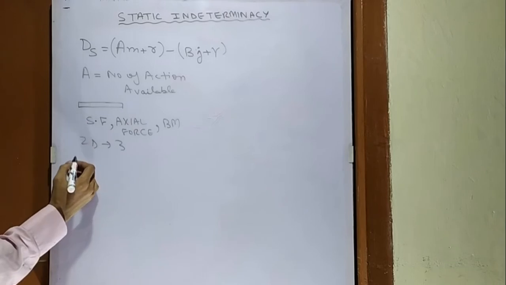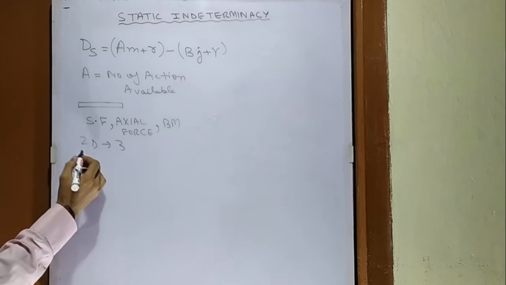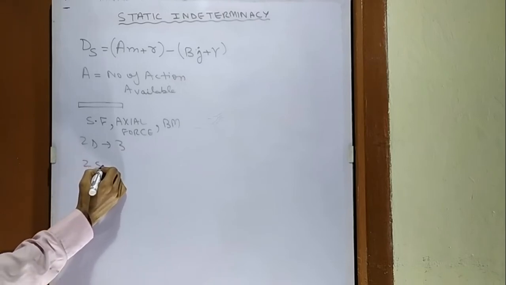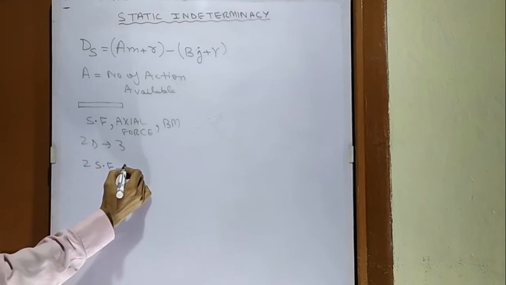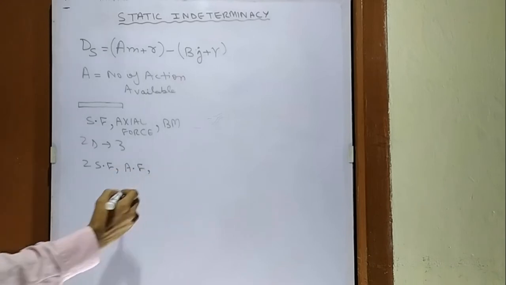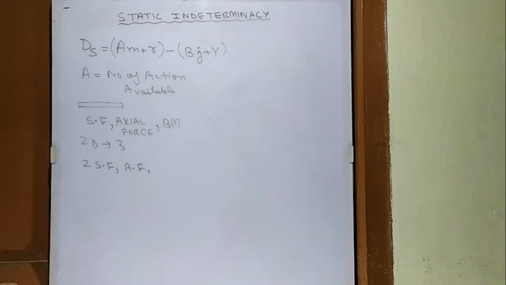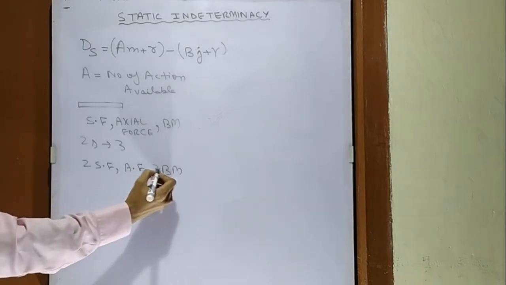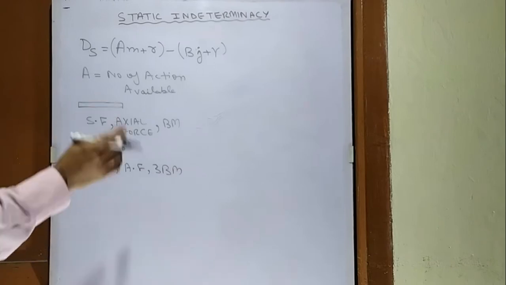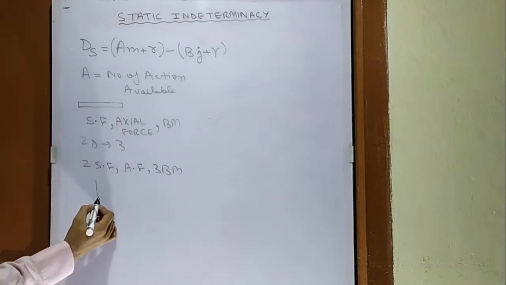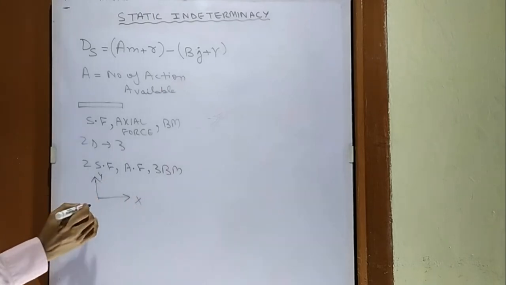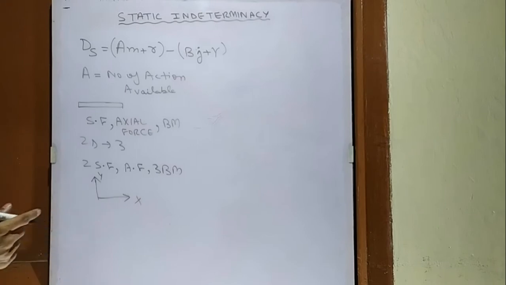Now if we talk about 3D beam, in 3D we will have 2 shear forces, axial force will be 1, and there will be bending moment. How many bending moments will there be? There will be 3 bending moments, because the member can rotate in 3 directions, x, y and z, which is perpendicular to this plane. So the member can have 3 types of rotation, so there will be 3 bending moments.